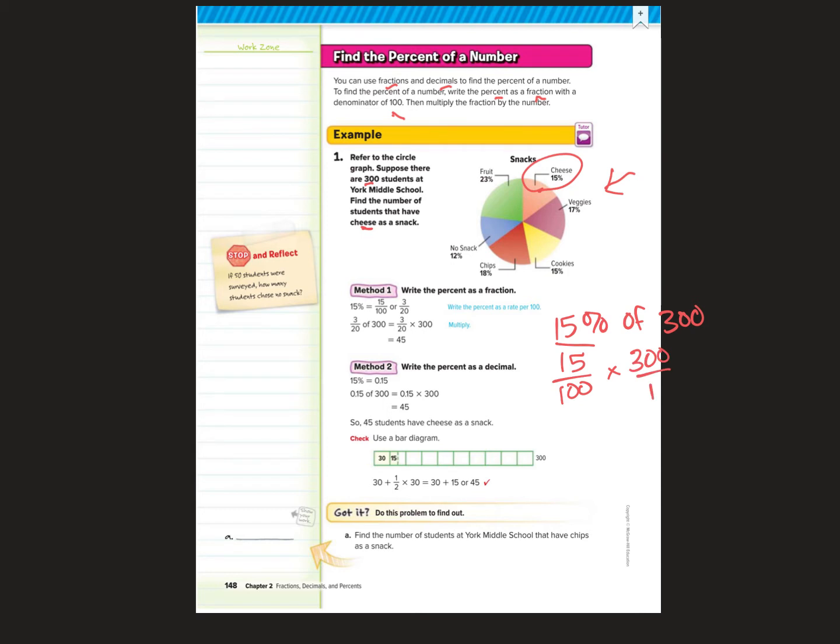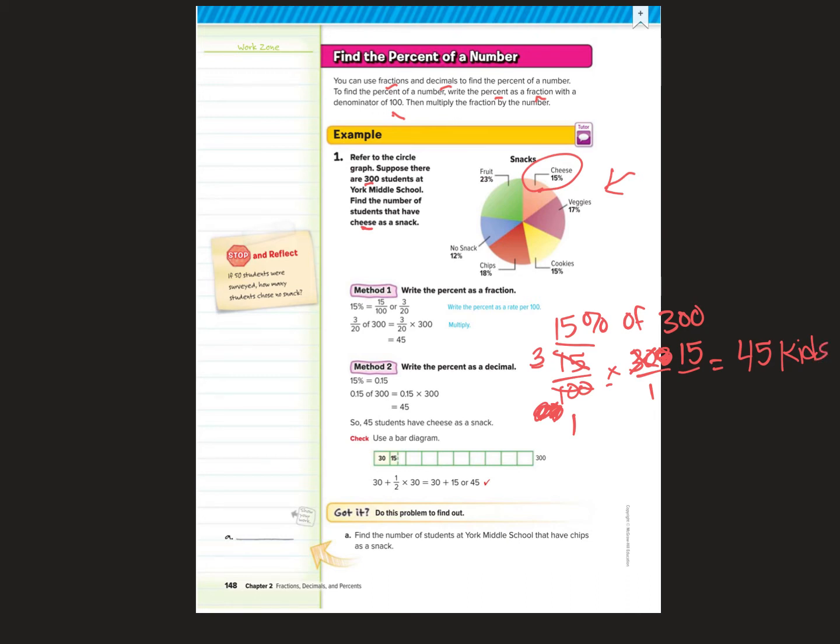Okay, so if I reduce here, 15, I can divide by 5 and get 3, 20 divided by 5 gets 4. Okay, I can divide by 10 and divide by 10. I can divide by 2, divide by 2. And then I would do 3 times 15 is equal to 45. How many kids chose it? 45 kids chose cheese.